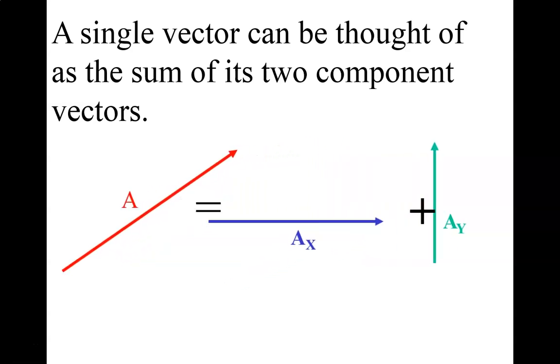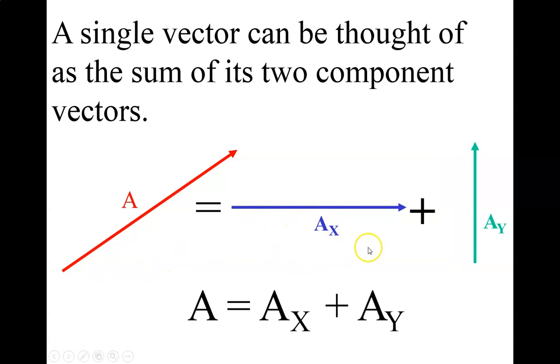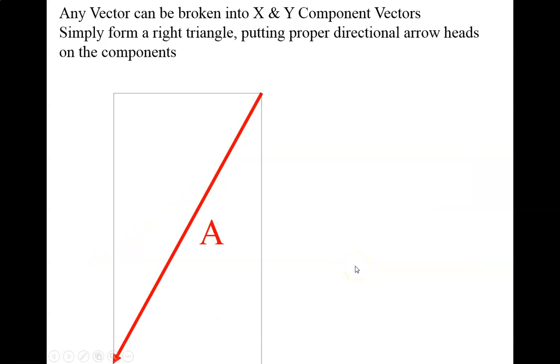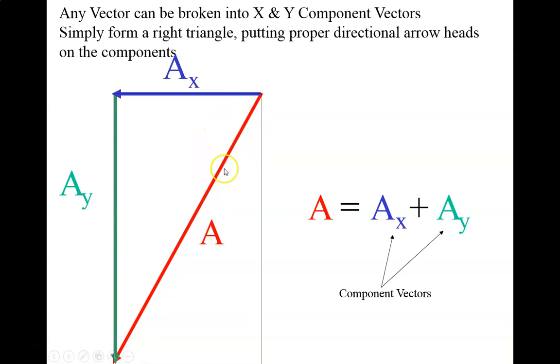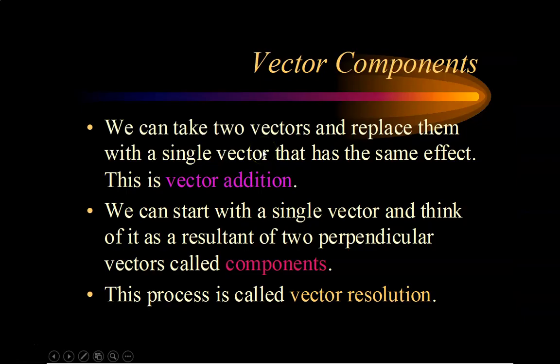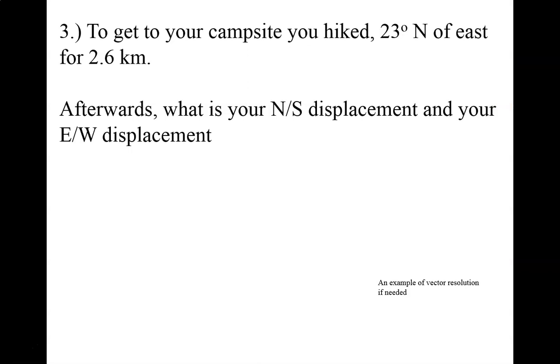Since we broke up A into Ax and Ay, it is the same as the addition of those two. Make sure when you do this that you put arrowheads on your vectors. So we've got a vector A and we're going to break it apart into its component vectors, so make sure you put arrowheads on those. Notice that this vector points down and to the left, so you've got a down vector and a left vector. You do not have an up vector and a right vector because that's not the way that vector is headed. So this is basically the opposite of addition. This is called vector resolution.